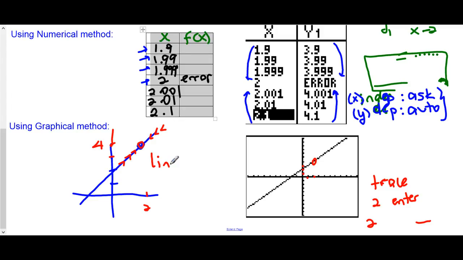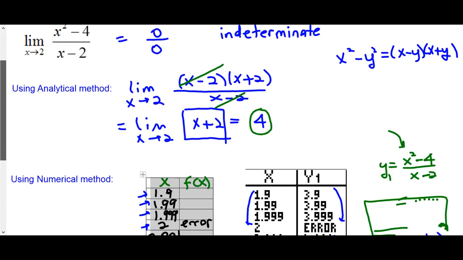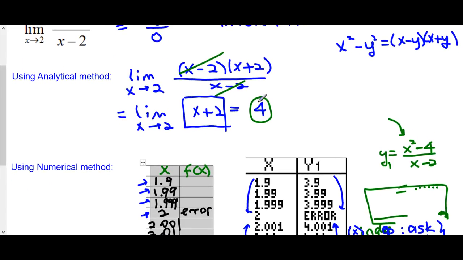So once again, the limit of our function as x approaches 2 is equal to 4. So with all three approaches, we get the same answer. And so you might say, when can I use which approach? Usually I will ask you to use the analytical method and use one of the other methods to check and confirm your answers. But usually I'm going to want to see the algebraic method included.